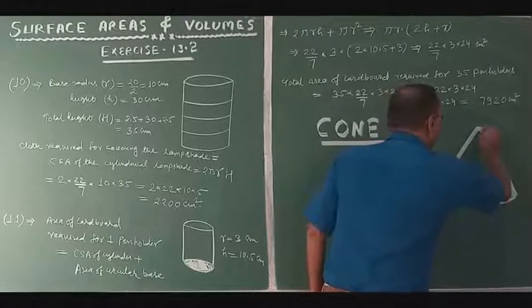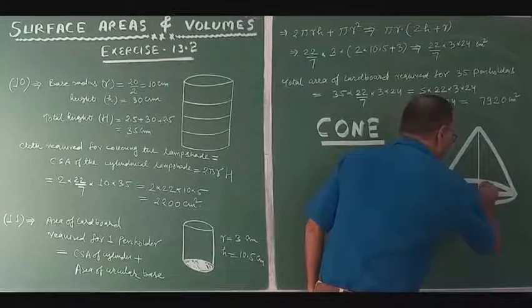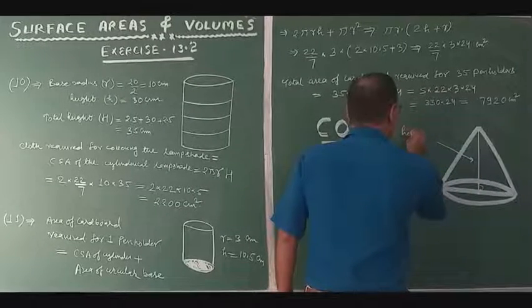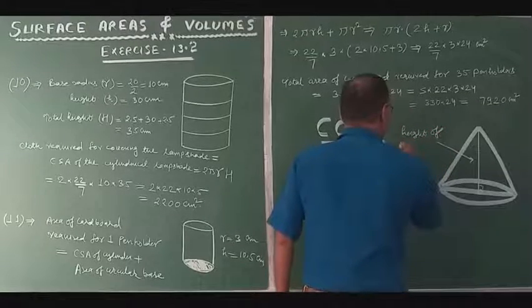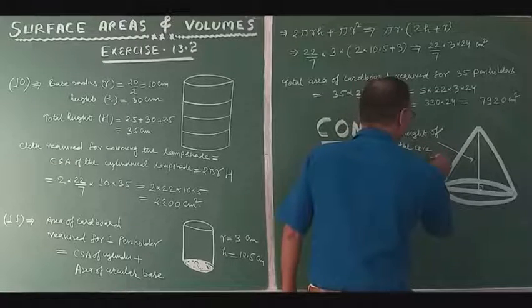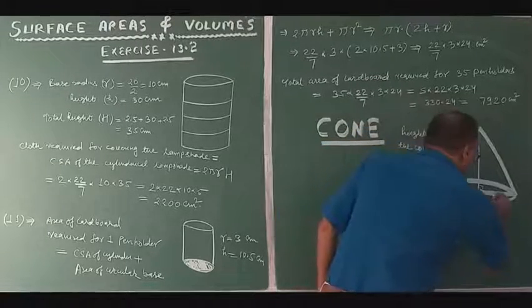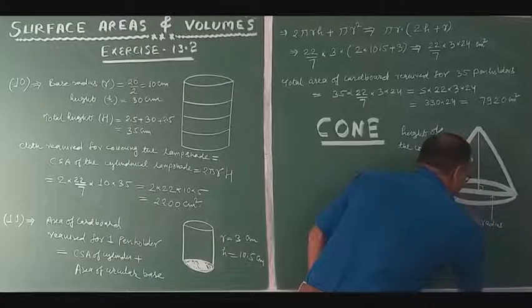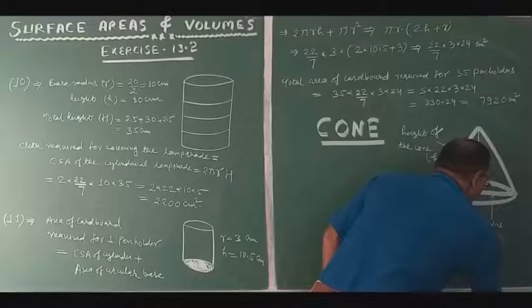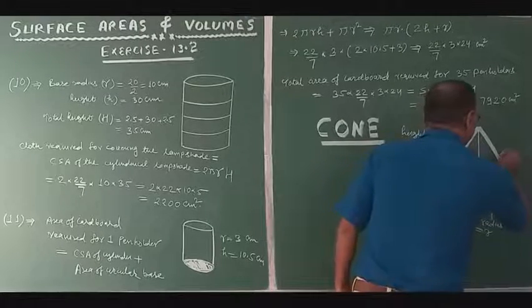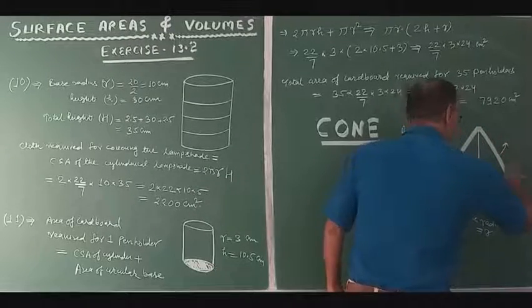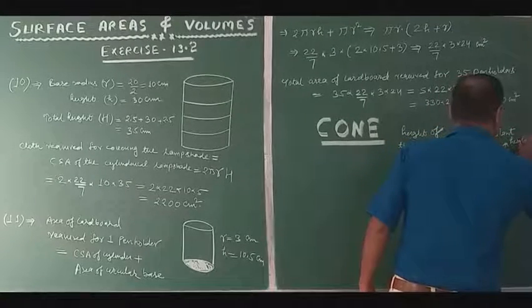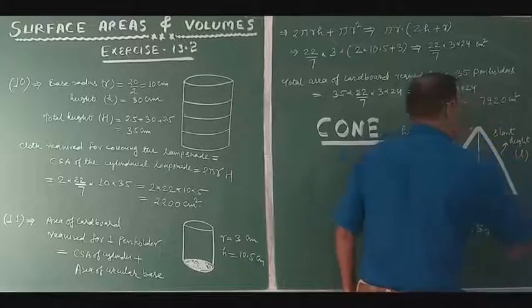This is the cone. This one, which is 90 degrees here, is called the height of the cone, which is shown by H. From here, this is the base radius, denoted by R. This other height is known as the slant height, and it is denoted by L.